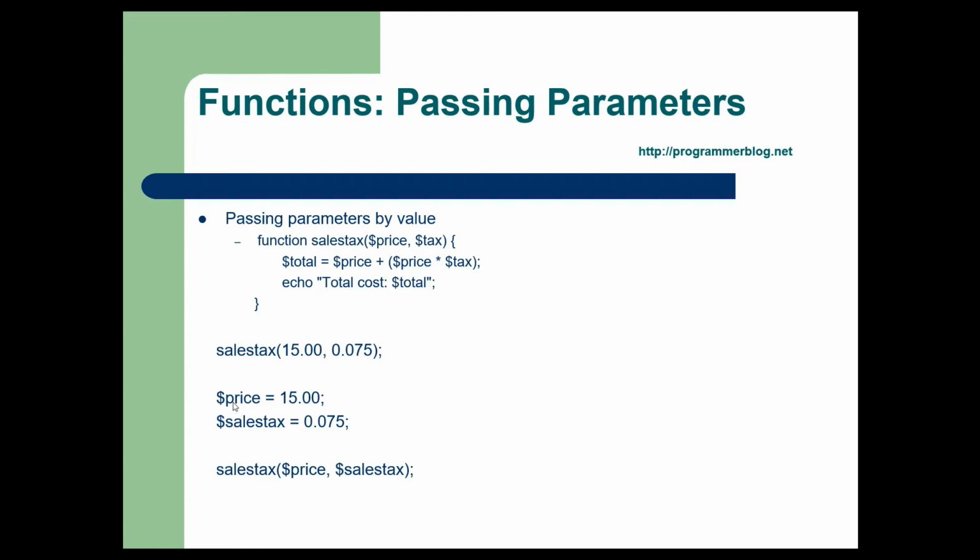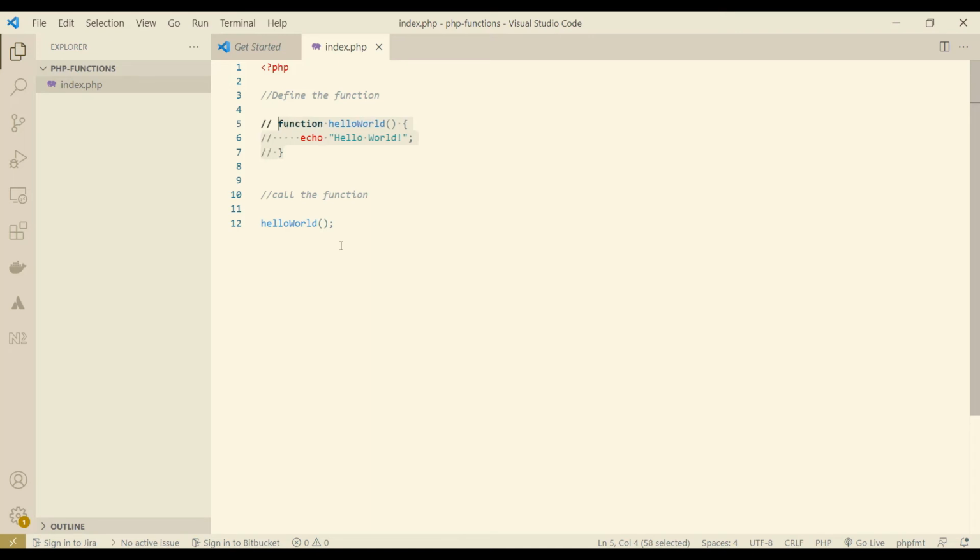And in the next line, we have defined two variables, $price and $salesTax. And inside the function call, instead of passing the values directly, we have passed these variables. The same $price variable will be assigned to the first parameter, that is $price, and the salesTax value will be assigned to the $tax variable. Let us create this function and run it inside the browser.